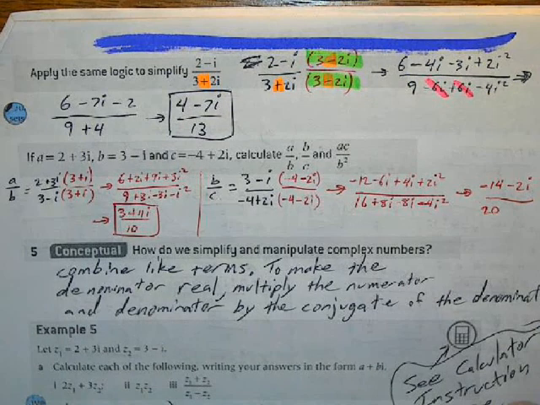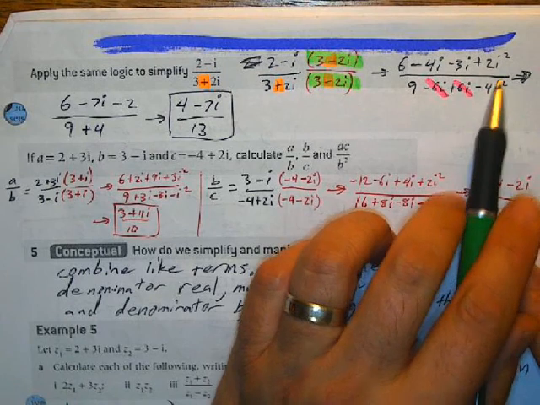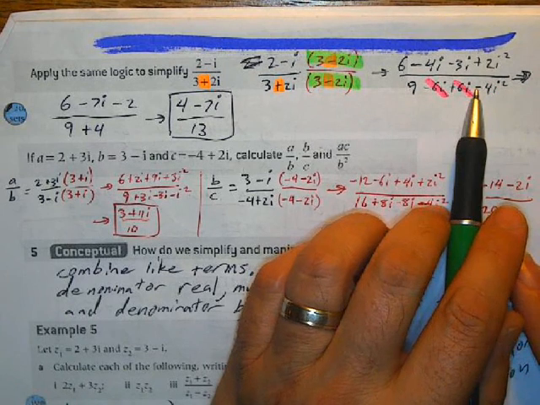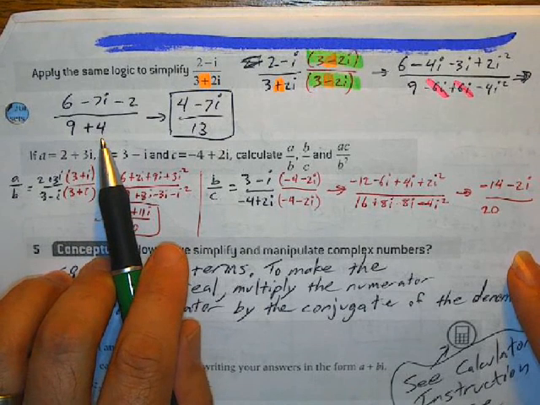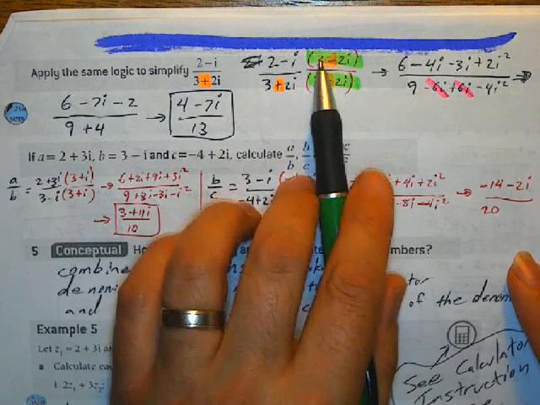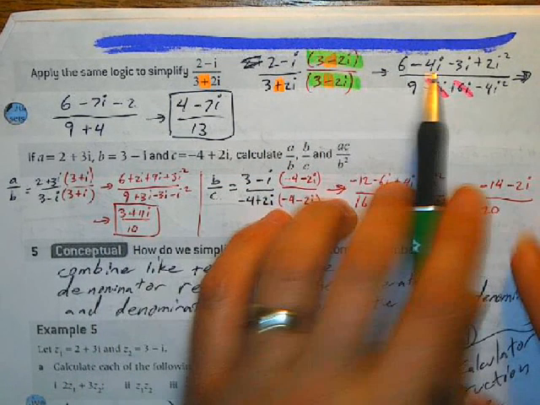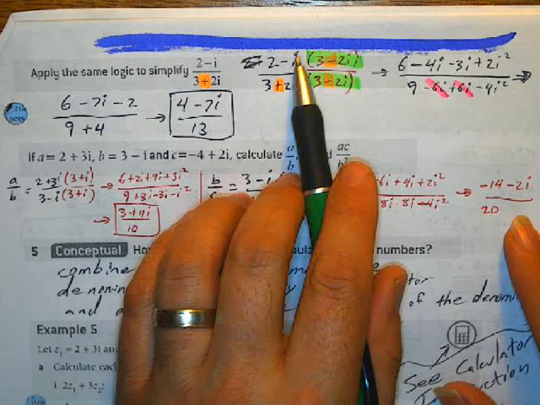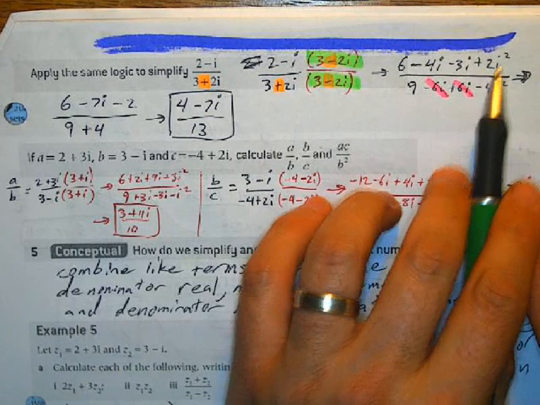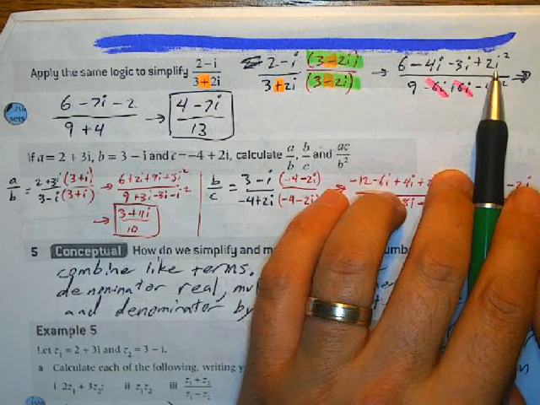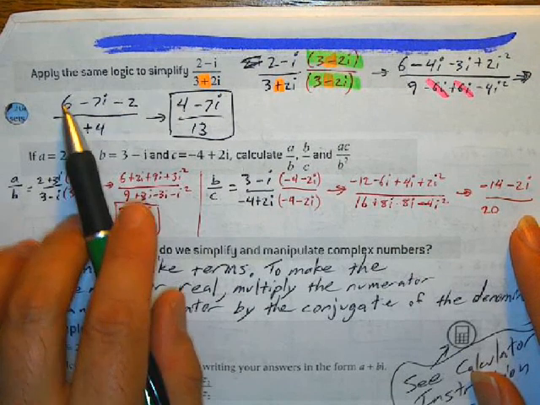And -4i squared is going to be -1. So -1 times -4i, this is going to turn into +4. Okay. My numerator, 2 times 3 is going to give me 6. 2 times -2i gives me 4i. -i times 3 gives me -3i. And -i times -2i is going to give me +2i squared. Okay. And then the +2i squared is going to turn into -2. And now we combine the 6 and the -2 to get 4.